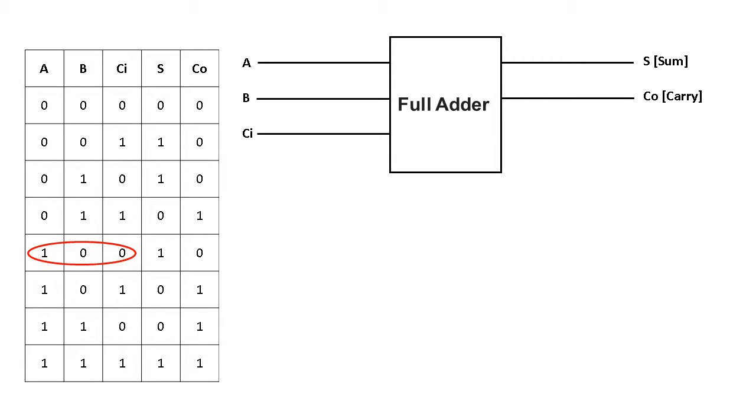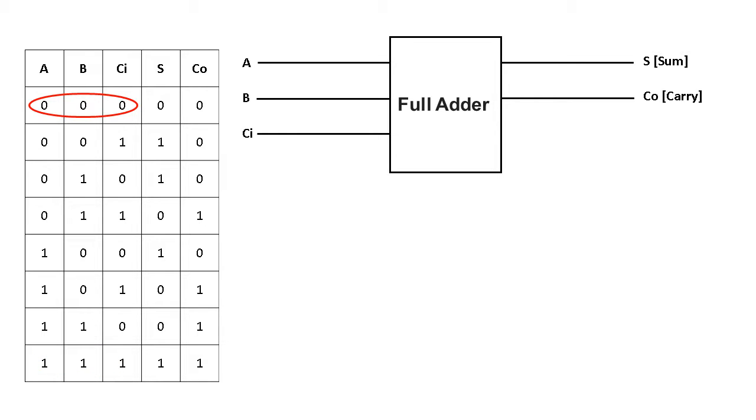So in the fifth row 1 0 0, the sum is 1 and the carry will be 0. In the sixth row 1 0 1, the sum will be 0 and the carry will be 1. And in the seventh row 1 1 0, here also the sum will be 0 and the carry will be 1. And in the last row 1 plus 1 plus 1, the sum will be 1 and the carry will also be 1.